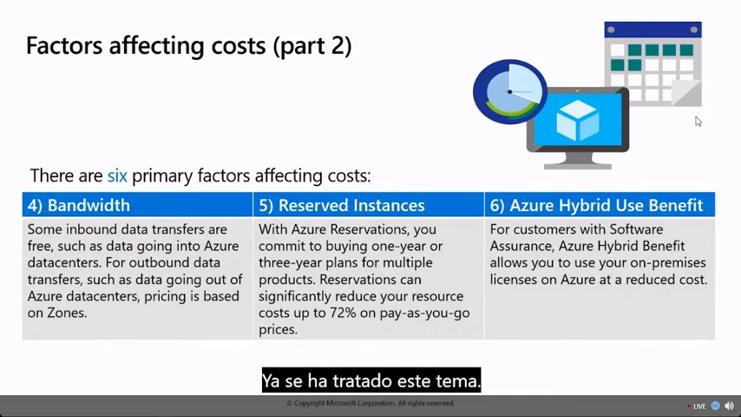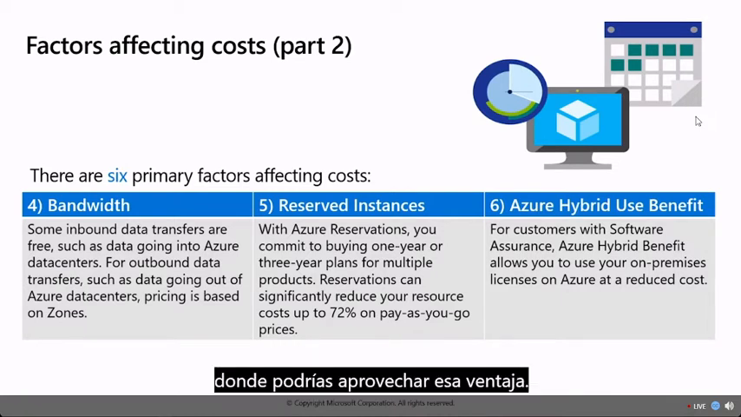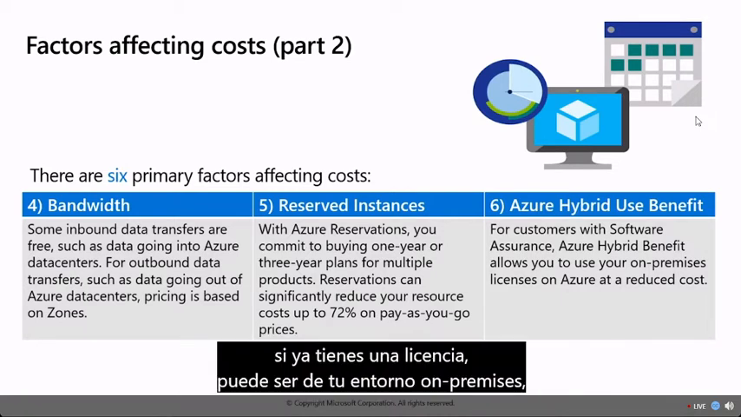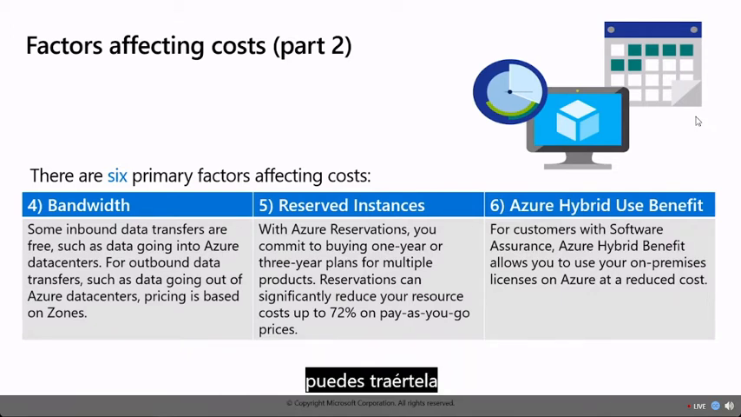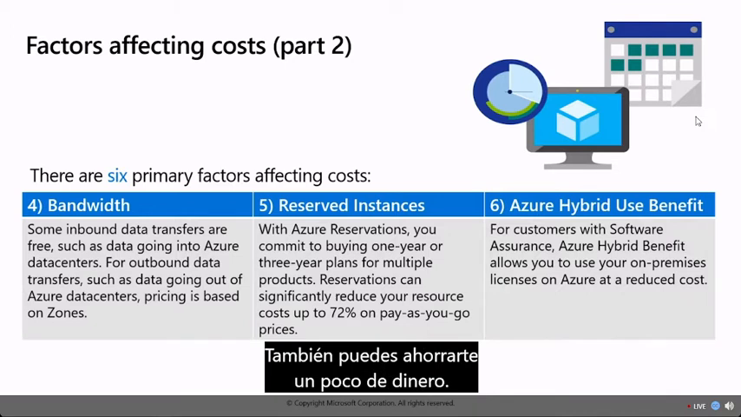We've discussed that a couple times. You looked at it yesterday with Lorraine when you created your virtual machine. And then today we looked at it with the dedicated host where you could leverage that benefit. Essentially, if you already have a license, whether it's from your on-premises, you can bring it with you to Azure. That way you're not paying for the use of that license. So that can also save you a little bit of money as well.